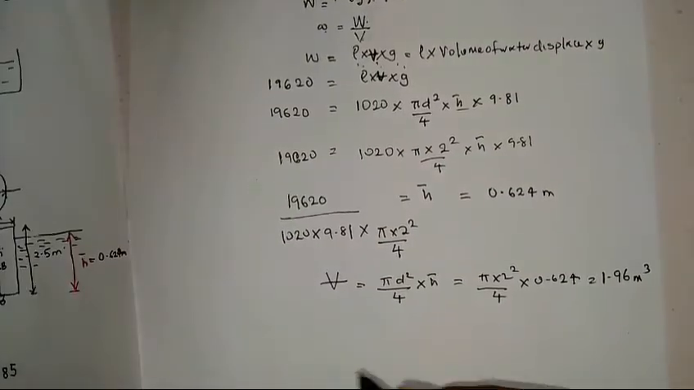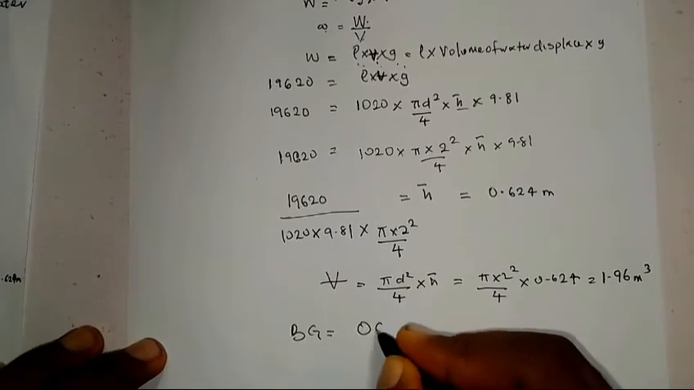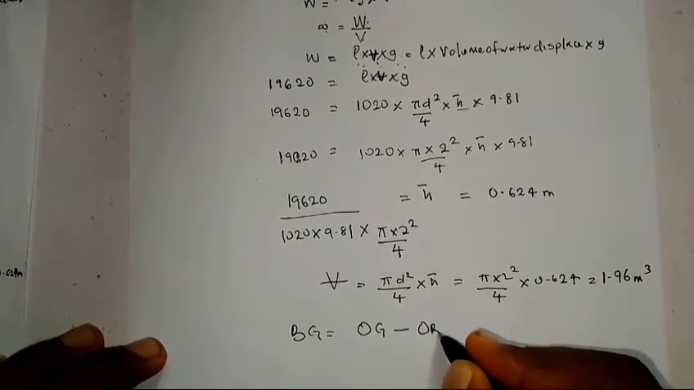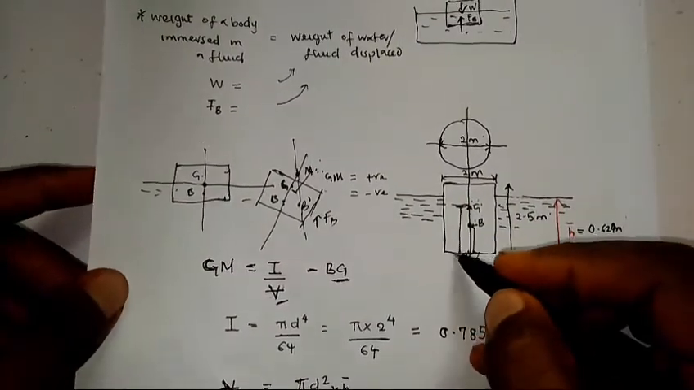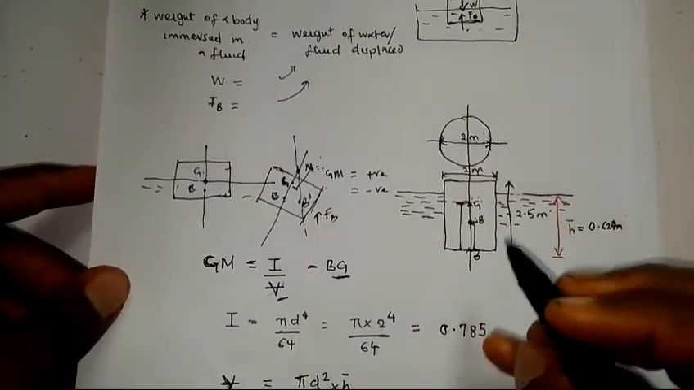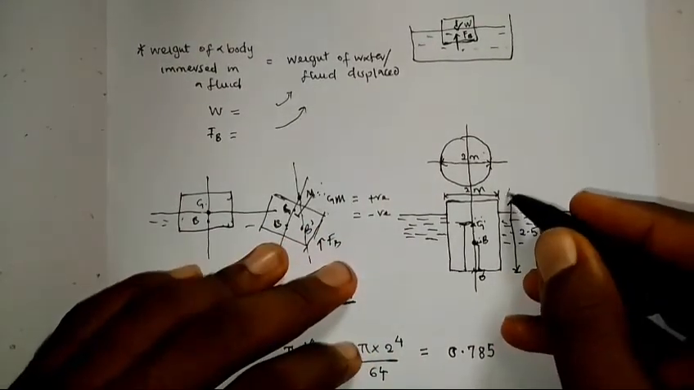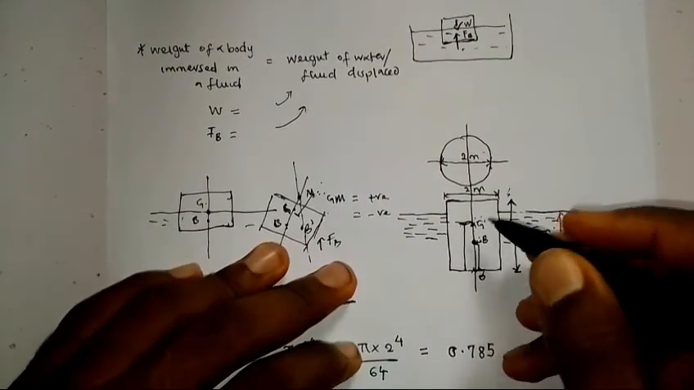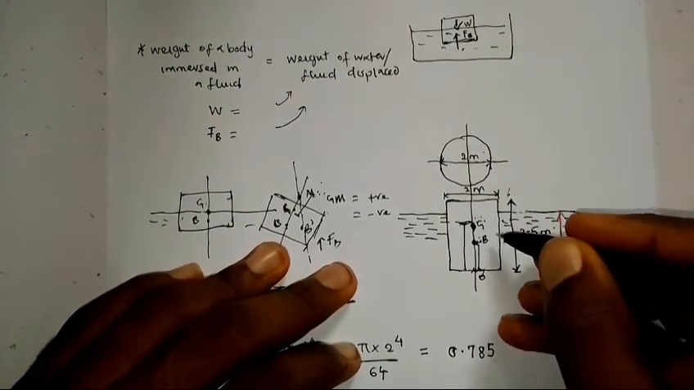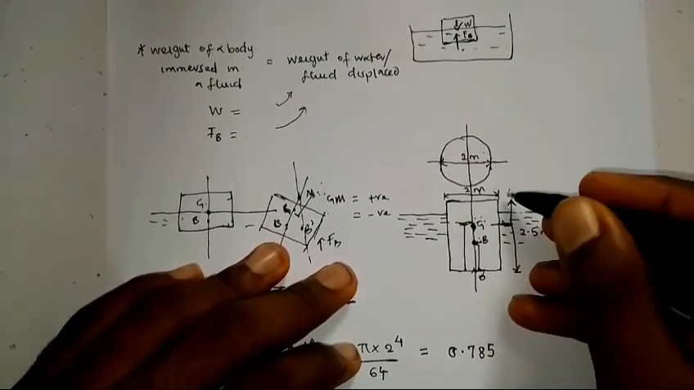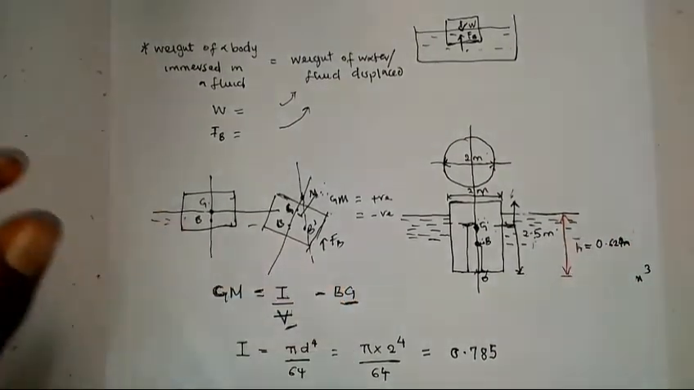So how do I get the distance from O to G? Let me write it out first. BG is equal to OG minus OB. So what is OG? Now OG is basically the height of the center of gravity. And you know the center of gravity is always at the center of every medium. So since we have the height of the cylinder to be 2.5, my OG is 2.5 divided by 2.